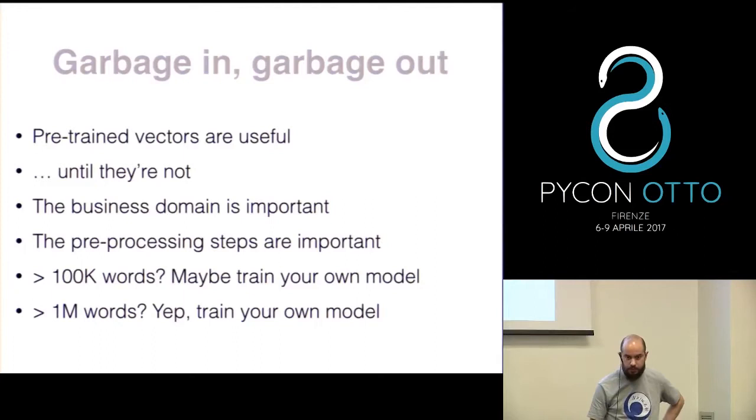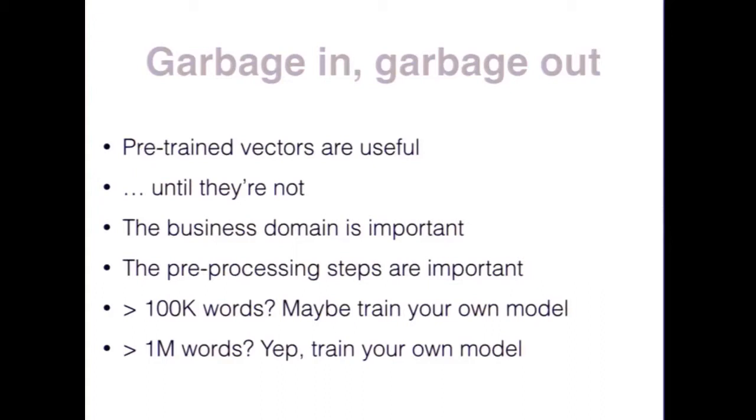The pre-trained vectors are trained on the Google News corpus. So this is general purpose news, US-oriented kind of news, general English. There's a good chance that your particular domain, your particular task, is not general purpose news, general English. So you need to train your vectors depending on your particular domain.